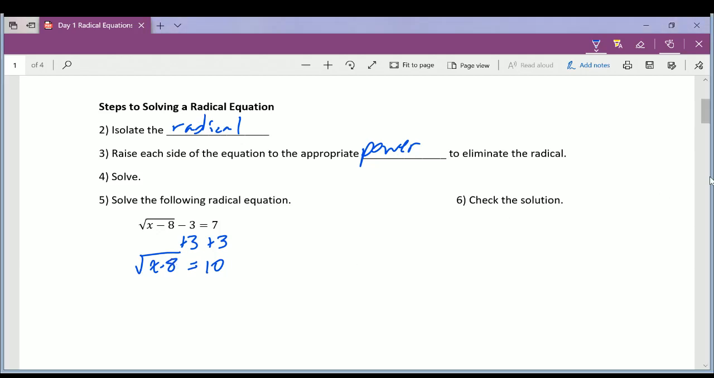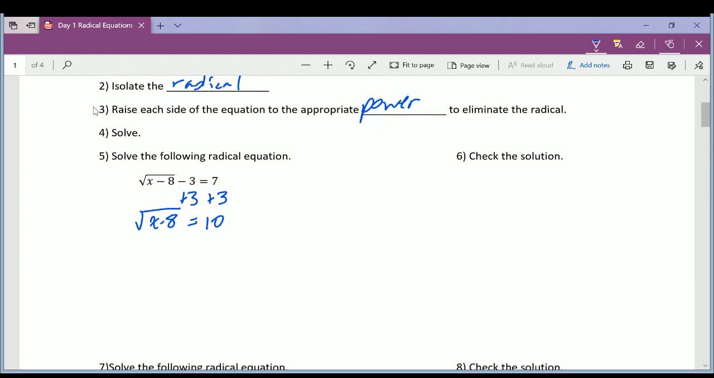Now that it is by itself, we do this next part. It's the one for number 3. Raise each side to the appropriate power. This is a square root, so we're going to square both sides. Over here, the square and the square root cancel out, so you're left with what used to be the radicand. And then 10 squared is 100.